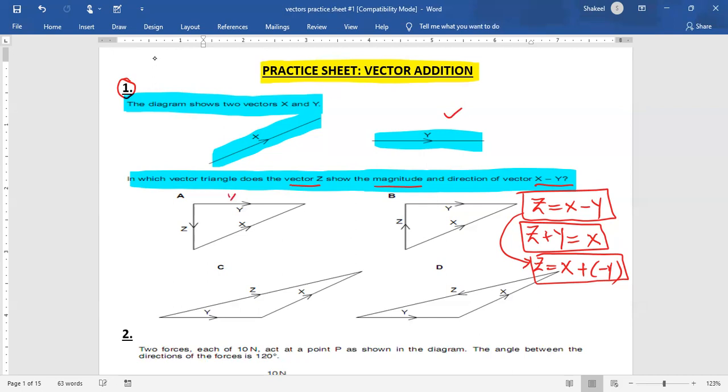So if you see, is there in any of the diagrams, is there anywhere that negative y is there? So in A, no, it is y. In B, it is y still. In C, it is y. And in D, it is still y. So in neither of the options, negative y is used. So we cannot use this option. Now we have to try for this z plus y.